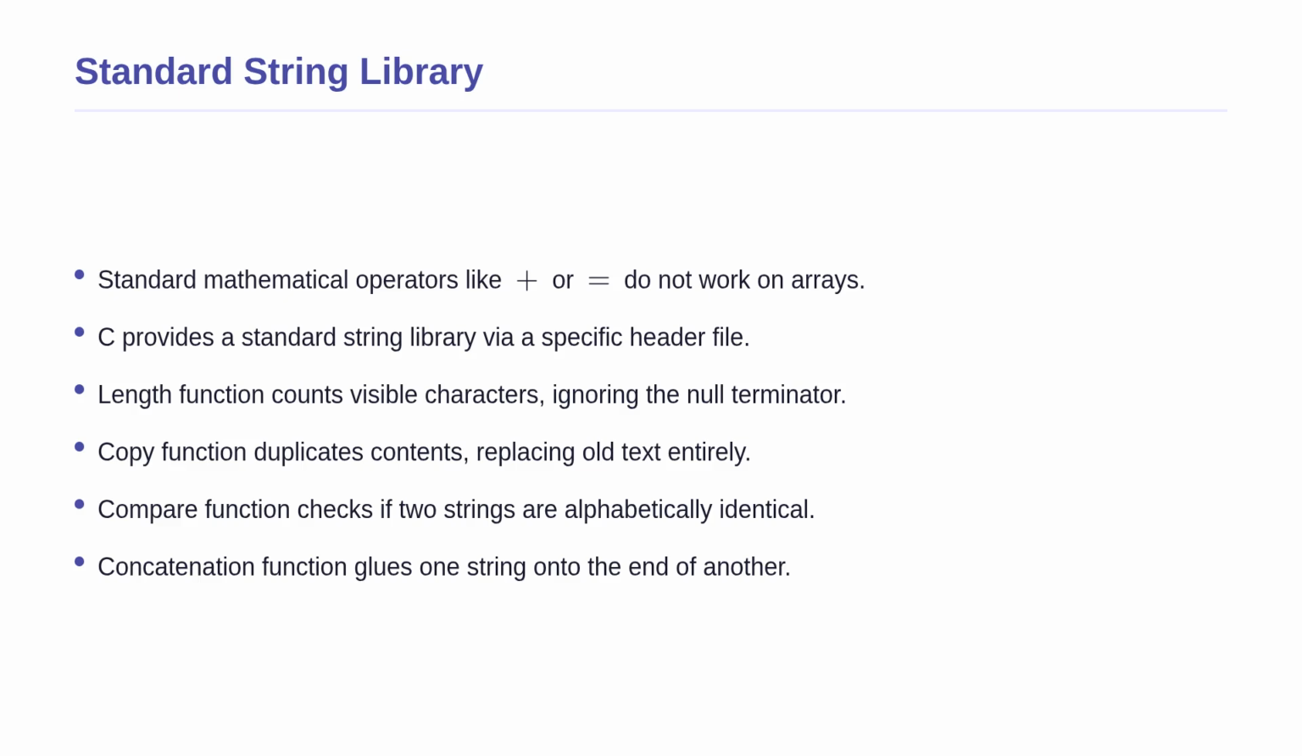Because strings are technically just arrays, we cannot use normal mathematical operators like the plus or equal signs to manipulate them. Instead, C provides a special toolkit called the Standard String Library. Think of these as specialized power tools for text. The 4 most essential functions allow us to find the length of a string, copy text from one variable to another, compare two strings alphabetically, and concatenate or glue one string onto the end of another.